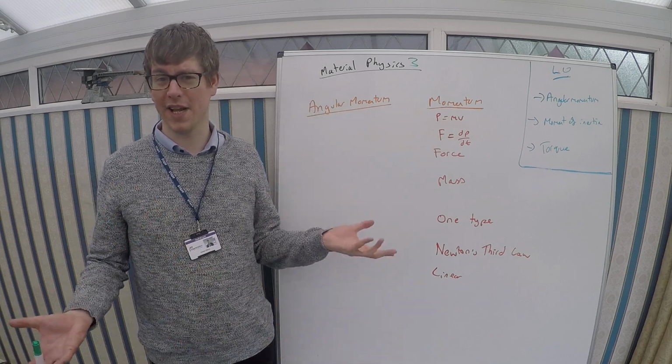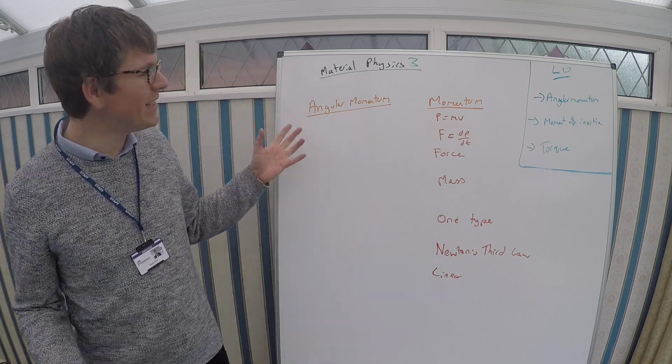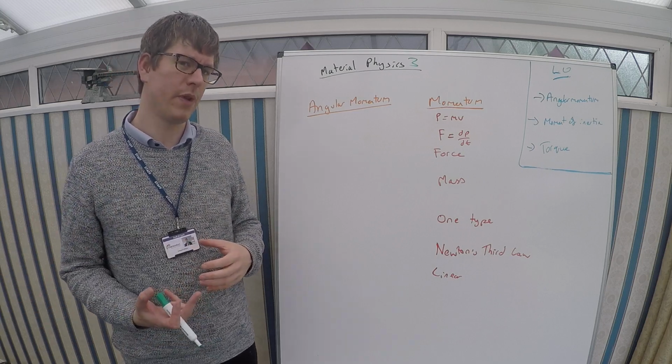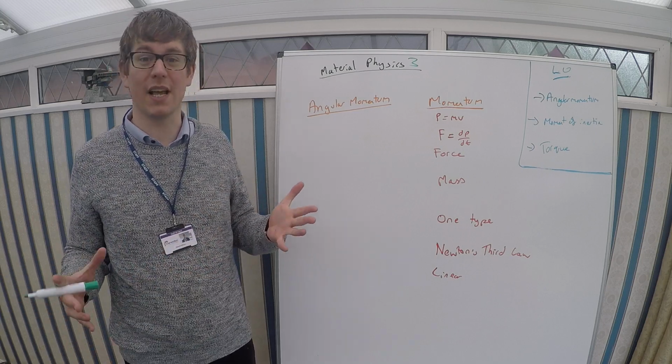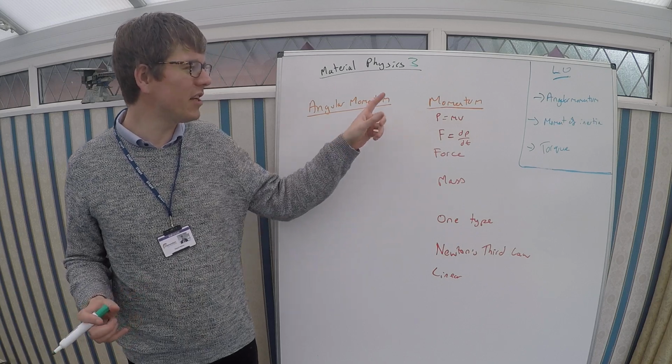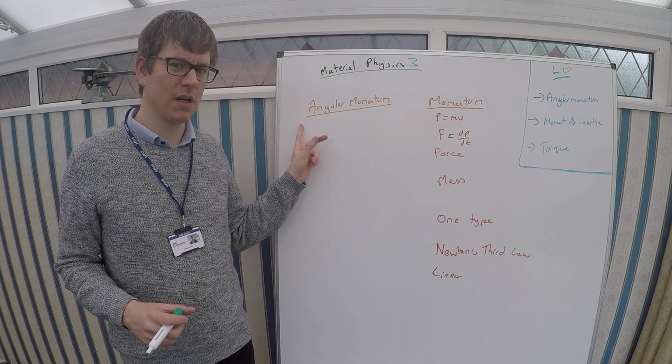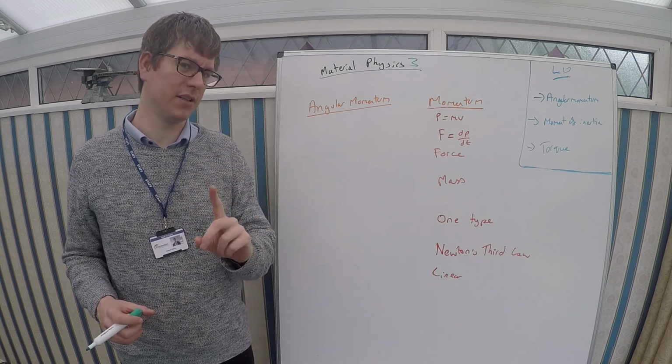So, what is angular momentum? At a very basic level, it's a measure of how much something is spinning, which wouldn't be that interesting except for one really neat thing, which is just like normal momentum, angular momentum is conserved. So how much something is spinning is conserved.